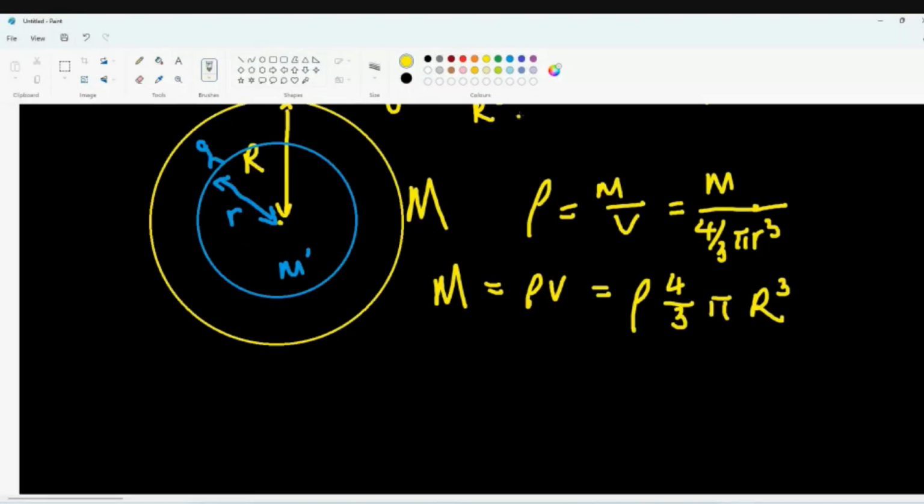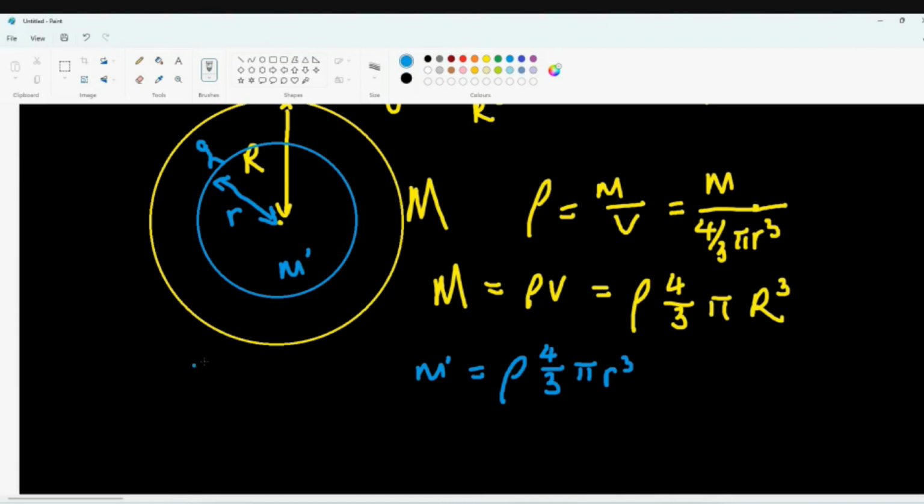But once it becomes the smaller Earth, where we have the smaller R, the density is still the same, but the volume has changed. Now the volume becomes 4/3 πR cubed, with a smaller R.